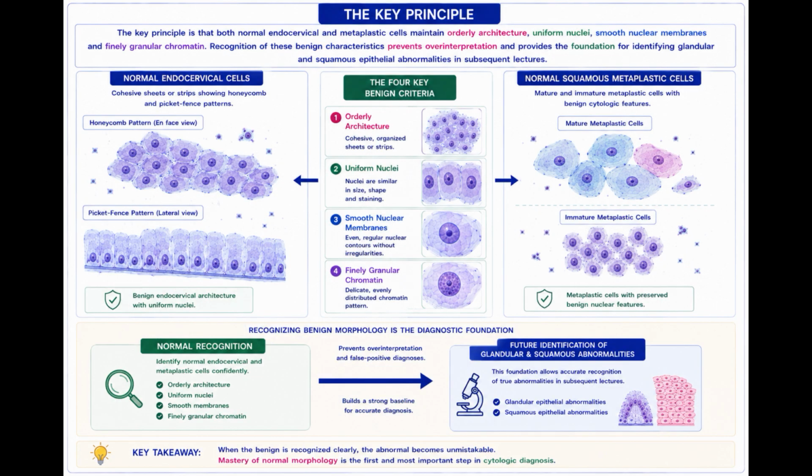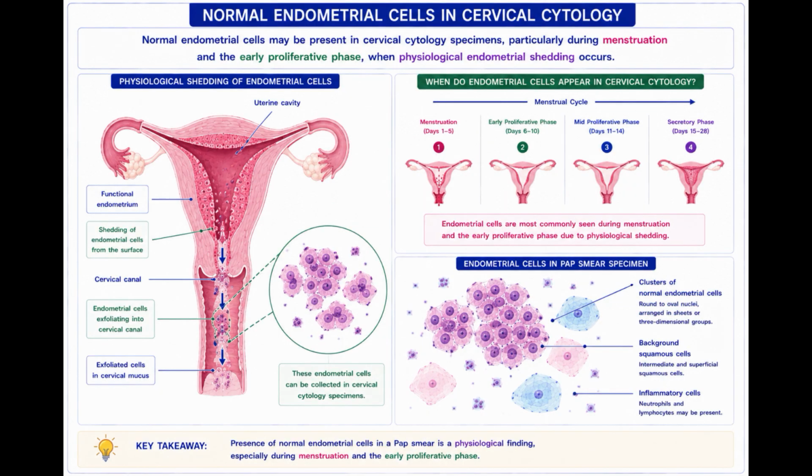The key principle is that both normal endocervical and metaplastic cells maintain orderly architecture, uniform nuclei, smooth nuclear membranes, and finely granular chromatin. Recognition of these benign characteristics prevents overinterpretation and provides the foundation for identifying glandular and squamous epithelial abnormalities in subsequent lectures. Normal endometrial cells and benign background elements.